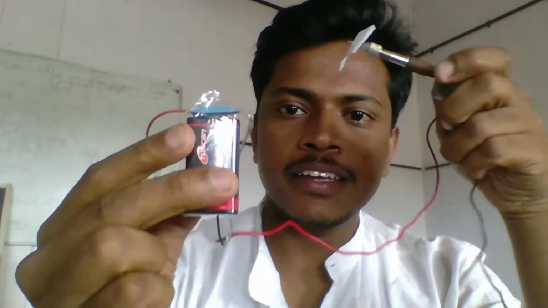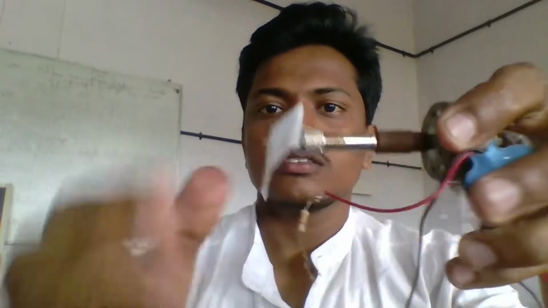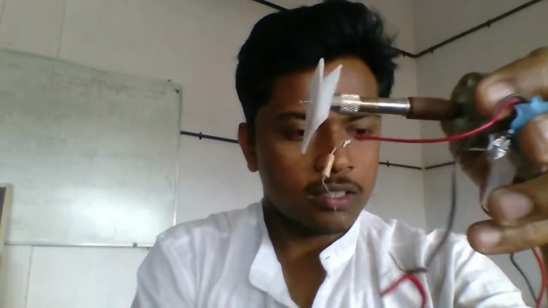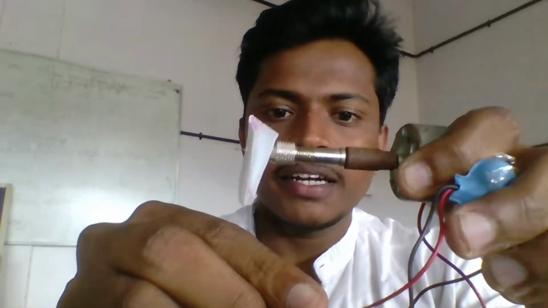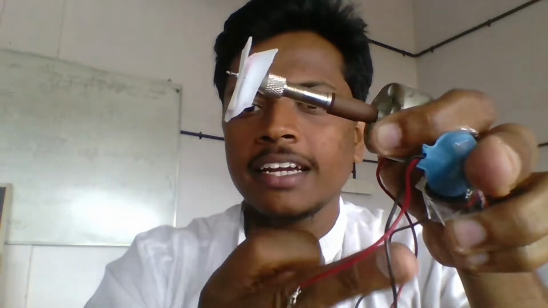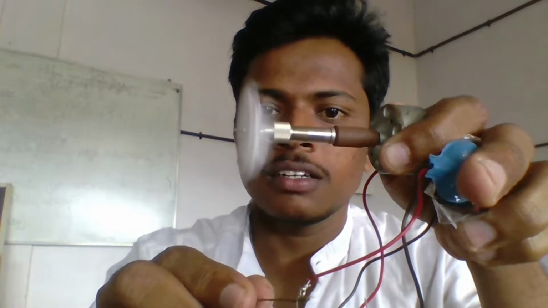Now I have this setup. I have a battery here and a motor. To observe the rotation, I have just put a paper here. When I connect it to the battery, it rotates. You can see it is rotating. What is this motor doing? This motor is converting electrical energy into rotational energy, that is mechanical energy.